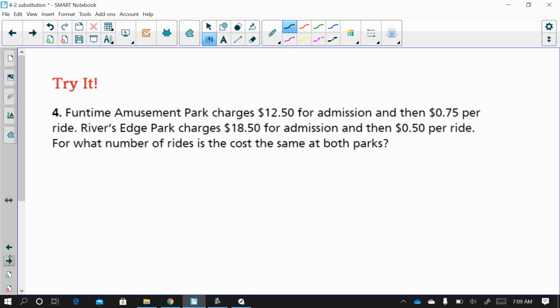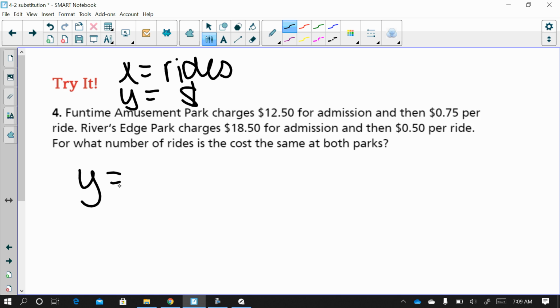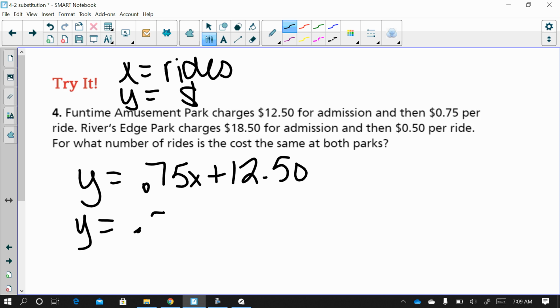Okay, a little more, and then we'll be done. So Funtime Amusement Park charges $12.50 for admission and then 75 cents per ride. River's Edge Park charges $18.50 for admission and then 50 cents per ride. For what number of rides is the cost the same at both parks? Okay, well, I know x is going to equal the number of rides, and y is going to equal money. So let's talk about Funtime Amusement Park. We don't know how much we're going to spend there. 75 cents per ride sounds like my slope, so 0.75x plus 12.50. Okay, River's Edge, same kind of thing. y would equal 0.5x plus 18.50.